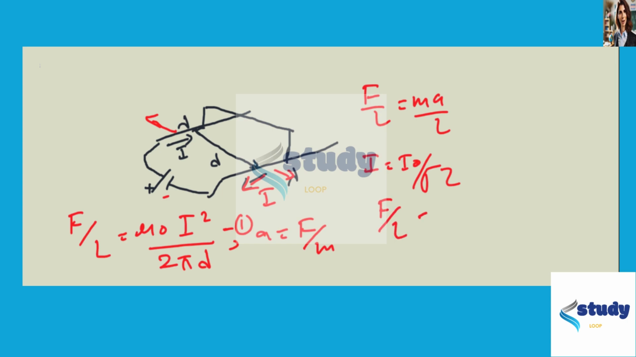So force per unit length will be mu naught times I square over 2 pi d, which is equal to, substituting the value for I, mu naught divided by 2 pi d times I naught over square root of 2, squared. The initial current I naught is equal to V divided by R, where R is the total resistance of the circuit, V is the potential difference across the capacitor, and this gives us V is equal to Q naught over C.